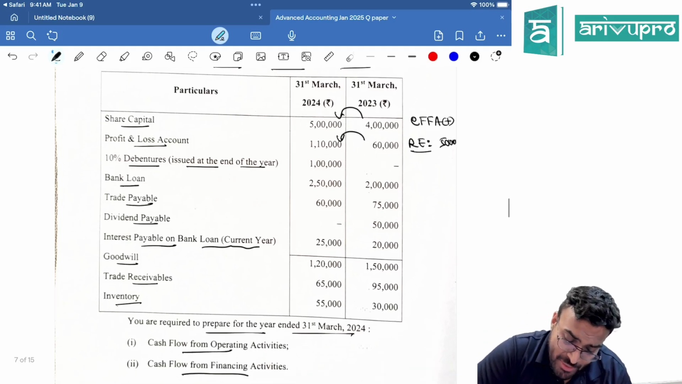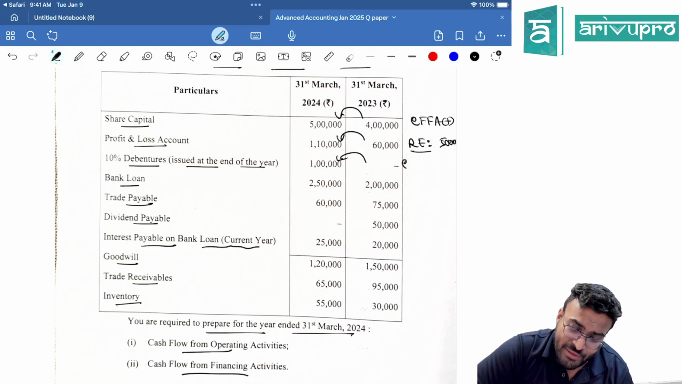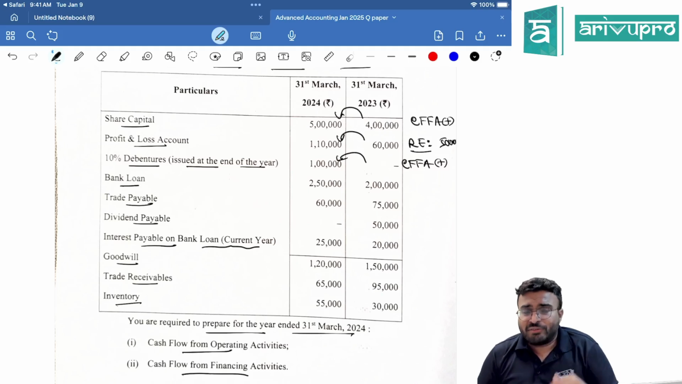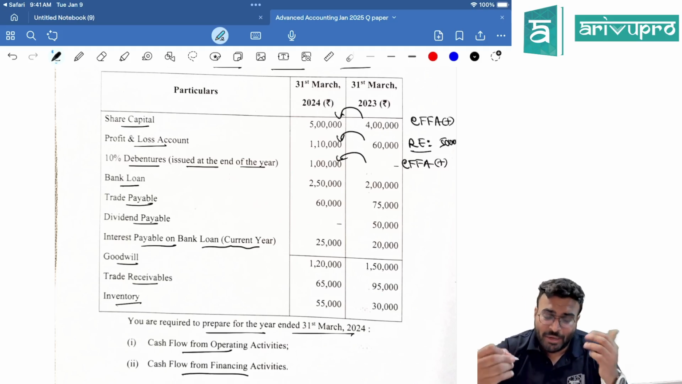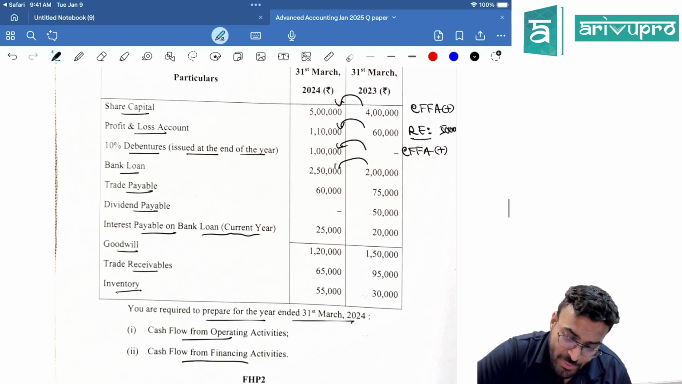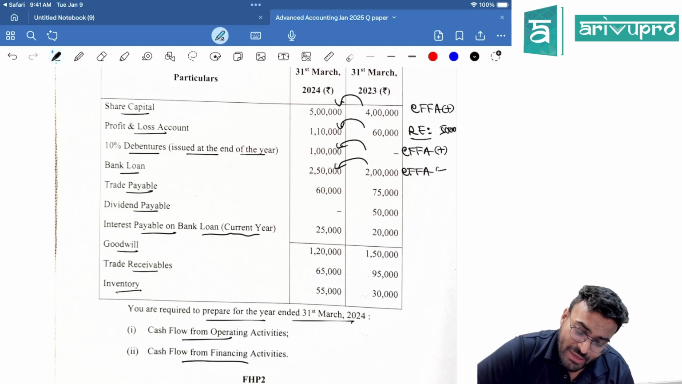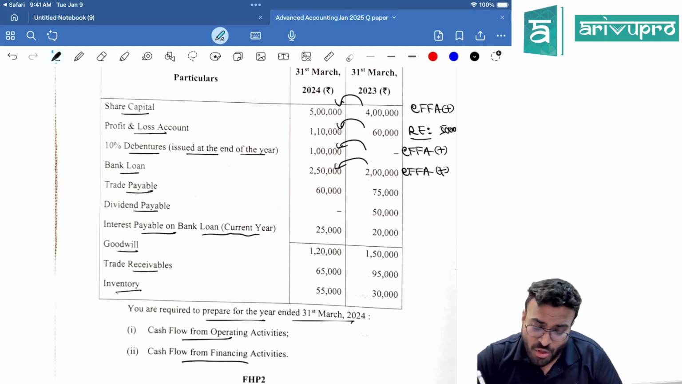Okay, 10% debentures. It was 0, it became 1 lakh. That means cash flow from financing activity, obviously plus. Why they told end of the year? Because interest is not there. You don't have to pay interest here. Bank loan 2 lakh became 2 lakh 50. This is also cash flow from financing activity. Okay, plus because you have borrowed more loan.